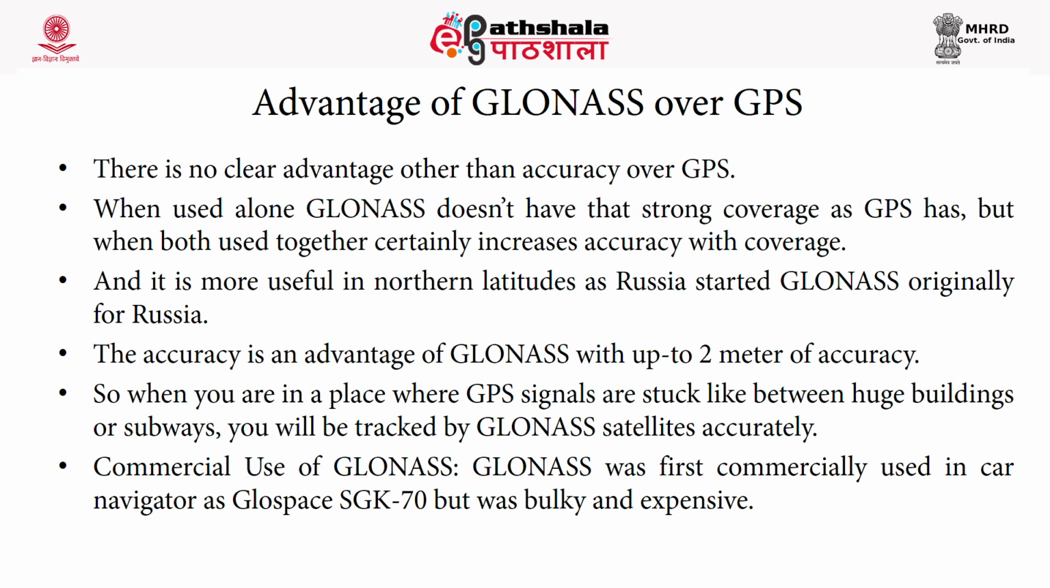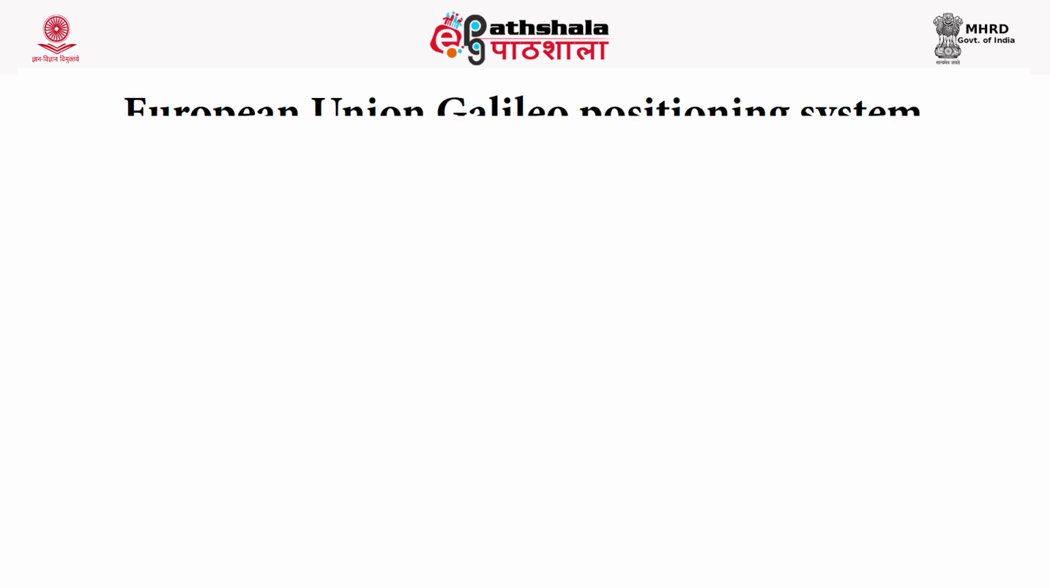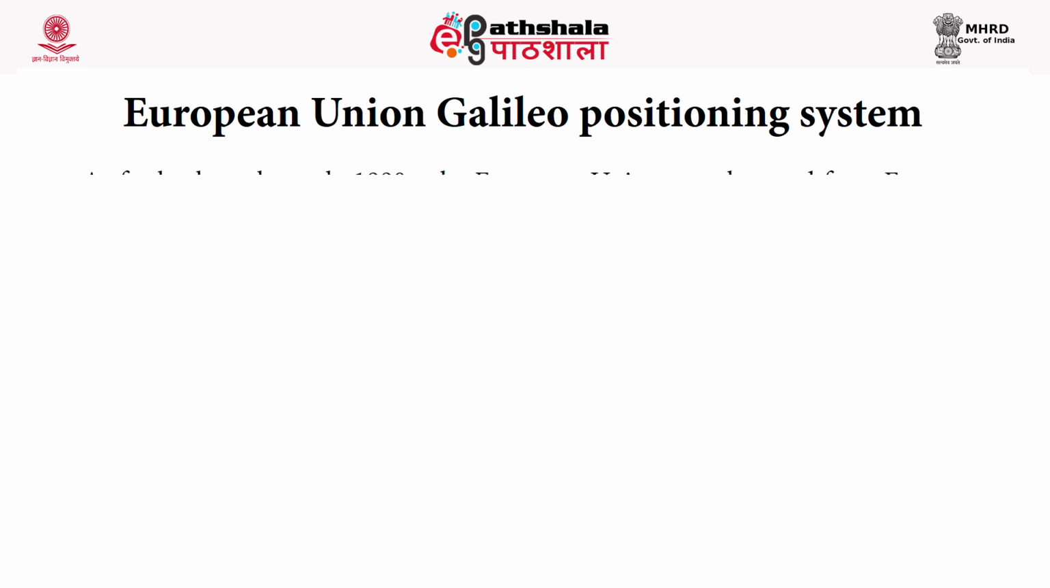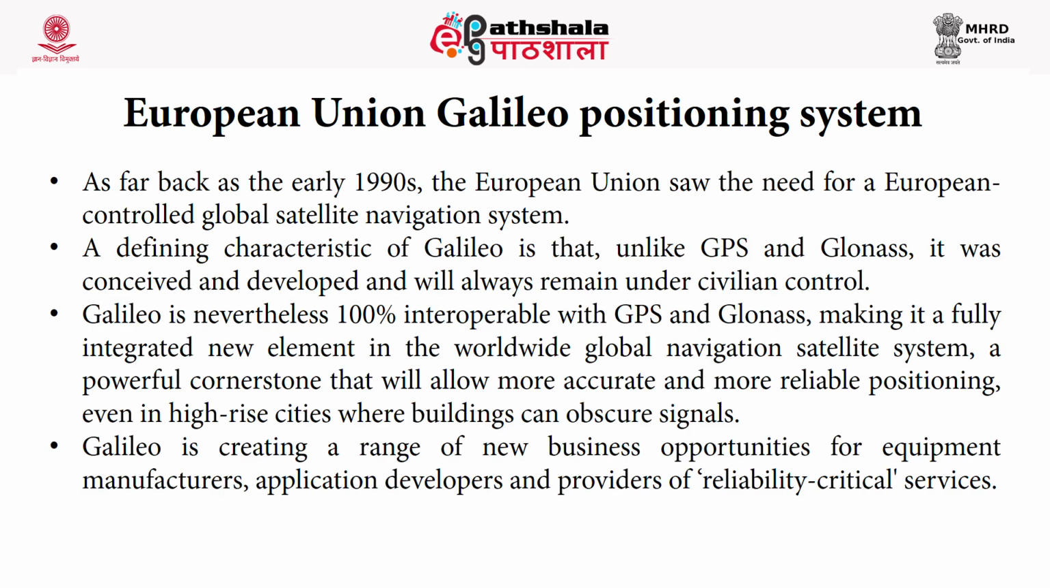The commercial use of GLONASS was in a car navigator in the form of GLOSpace SGK-70, but it was very bulky and quite expensive. The next one is European Union's Galileo positioning system. Unlike GPS and GLONASS, Galileo system was conceived and developed to be under civilian control only, but it is also 100% interoperable with GPS and GLONASS. So, it makes it a fully integrated new element in the worldwide global navigational system.